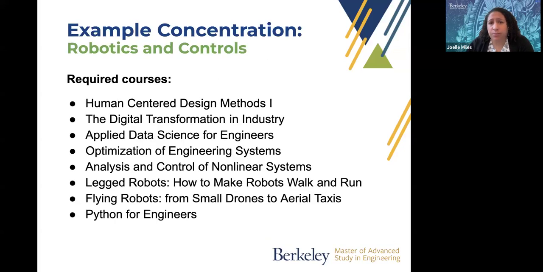So if you decide, for example, to pursue the robotics and controls concentration, this is the list of the 8 required courses that you will take. This is just one example, and we encourage you to visit our website to see the full list of all the courses that are required for each of those 4 concentrations. Just pause here for a moment. You can take a look at those courses.